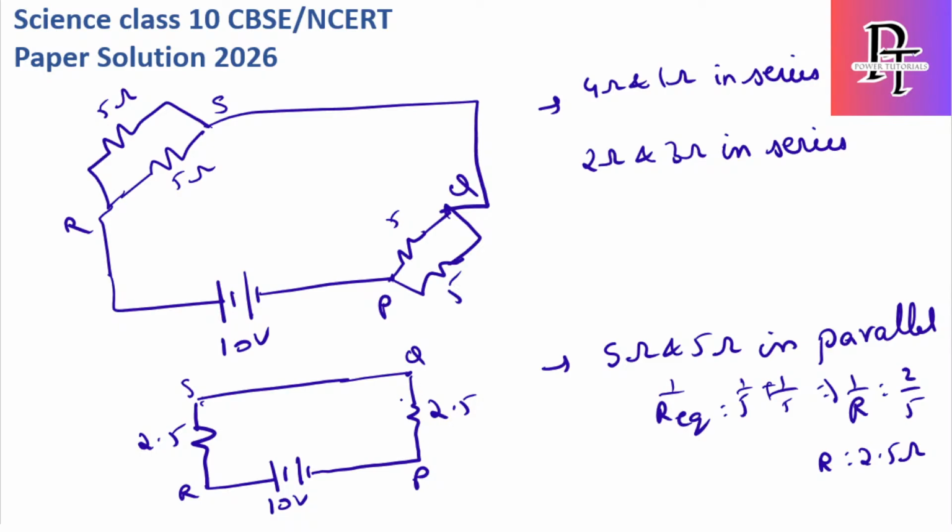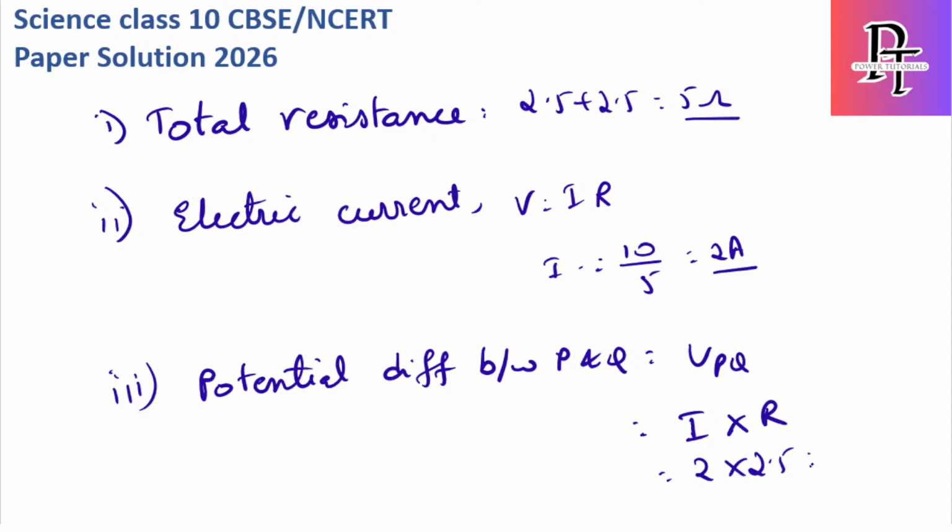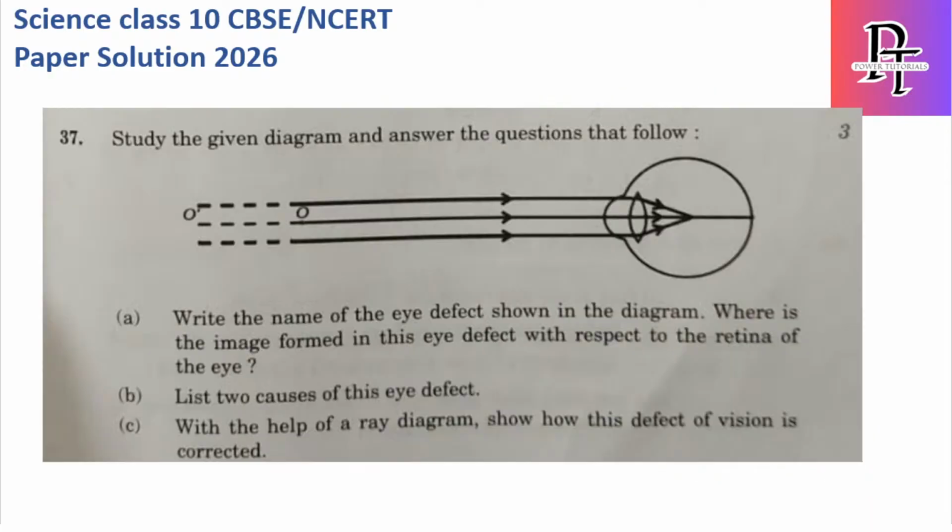So between P and Q, the resistance is how much? 2.5 ohms. So I into 2.5. So this we got 5 volts. 2.5 into 2 is 5. So the potential difference between P and Q is 5 volts. Okay. Next, move to the next question.